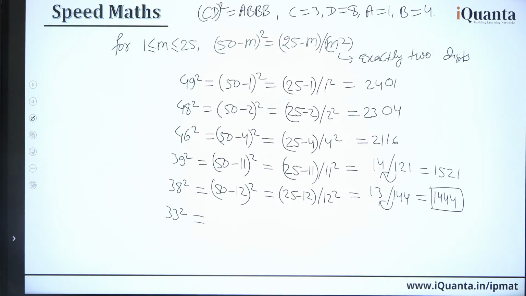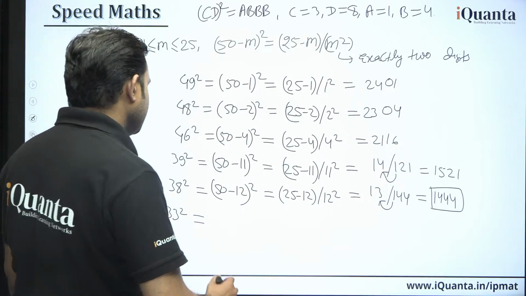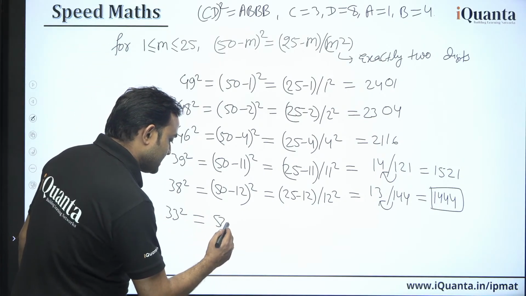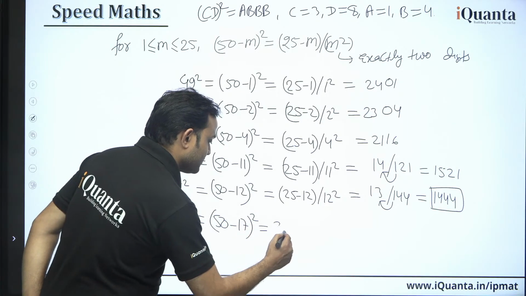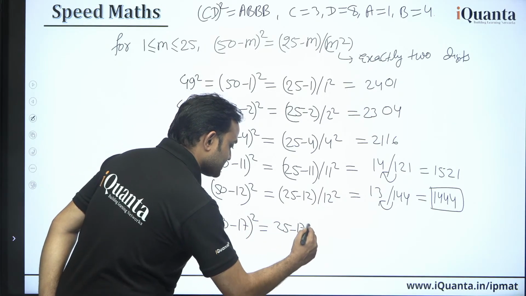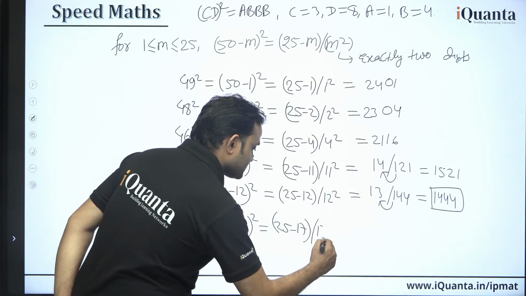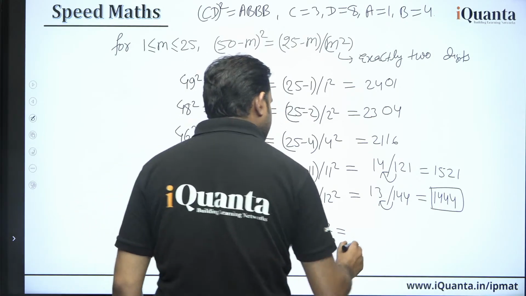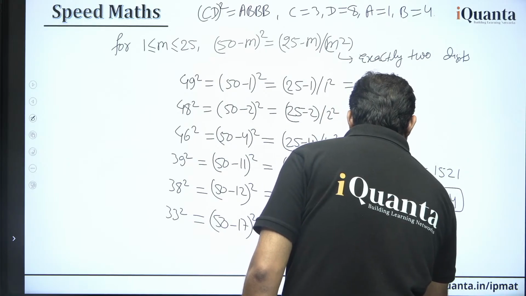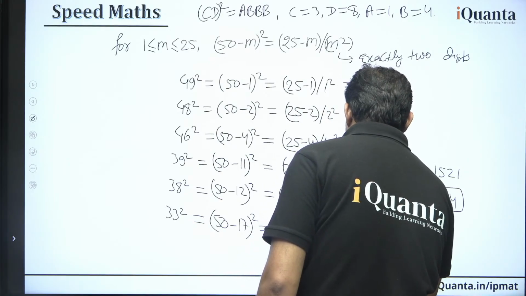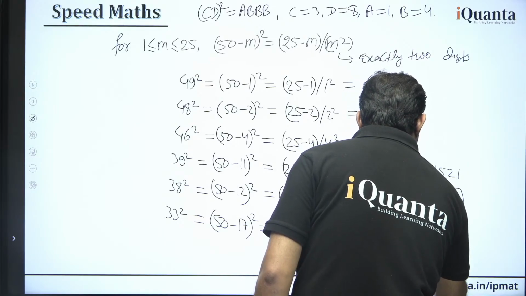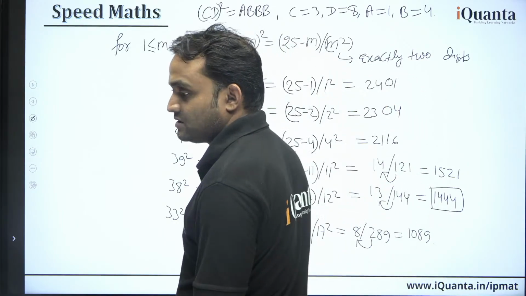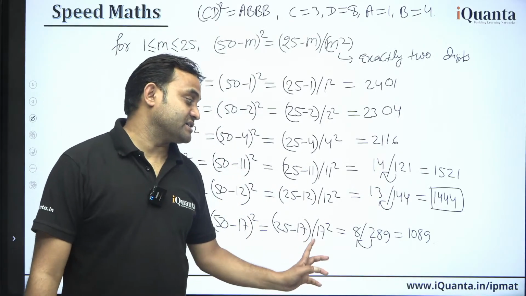1089, yes, that is correct. See, it is not very difficult, is it? 50 minus 17 whole square, that will be equal to 25 minus 17, then 17 square. 17 square is 289. 25 minus 17 is 8. This 2 will go here. 1089. 1089 is a very interesting number.